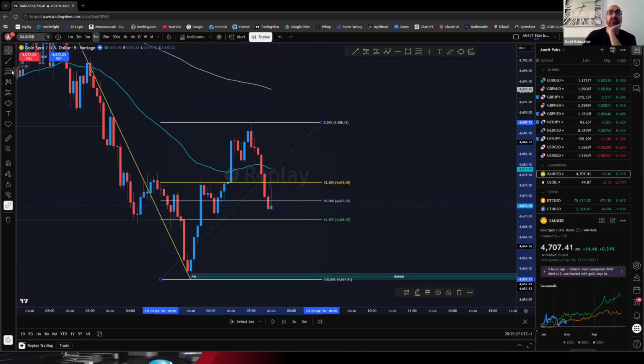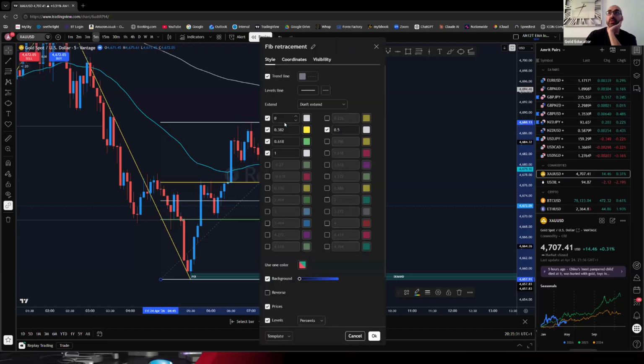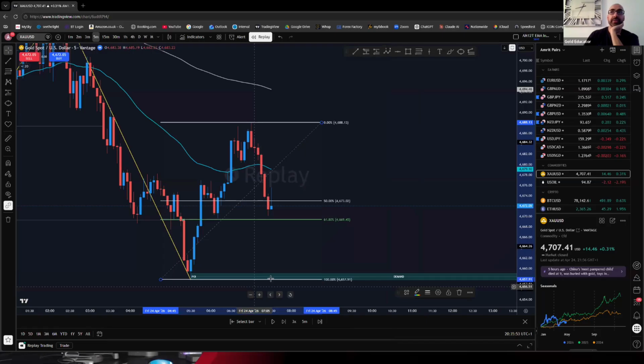Now, in the settings for the fib, just double click on it. There are loads of numbers on here for fib. All you want to do is make sure you've got these ticked. You don't really need a 0.382 to be honest, I might just get rid of that for now. You've got 0.618, you've got 0.5, and you've got the 1. That's all you need. I always have trend line ticked, so I know which direction I'm drawing the fib in, so low to high. So just keep that on as well. And that is it. All right.